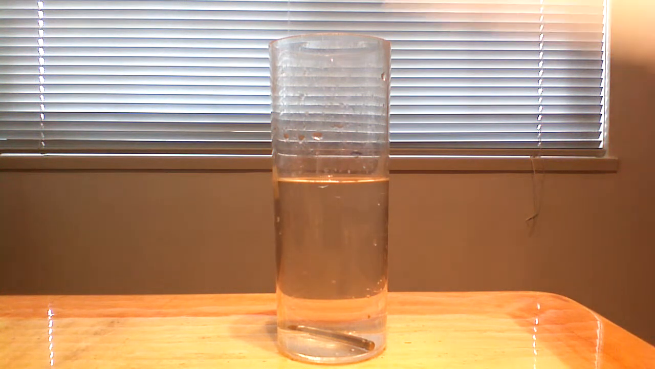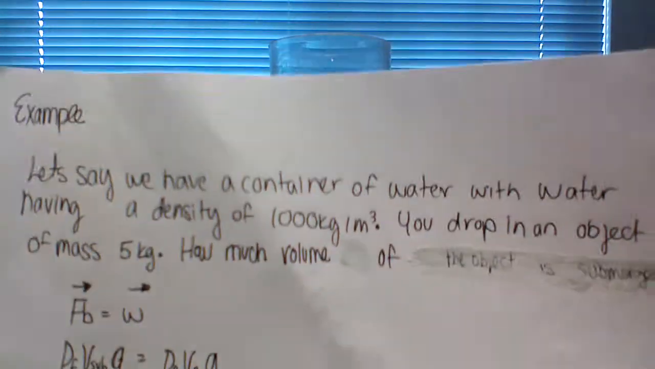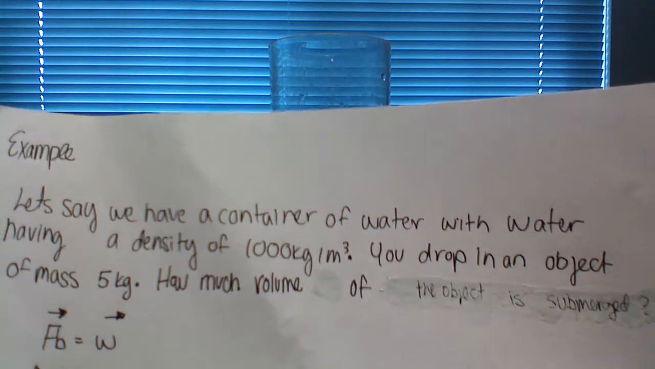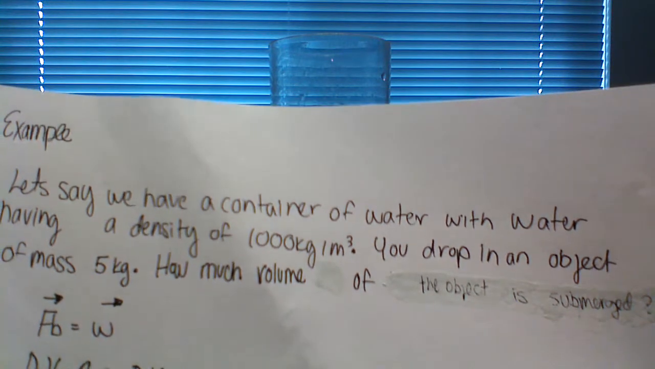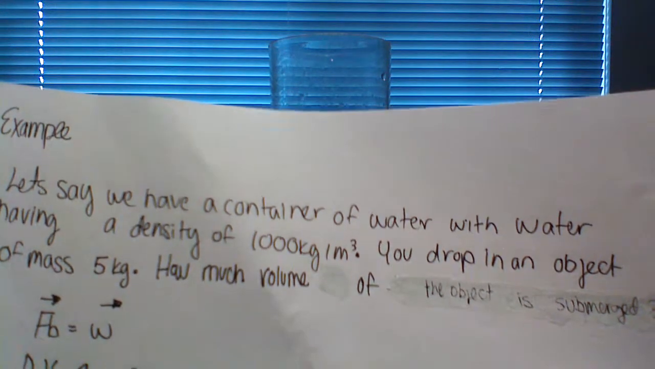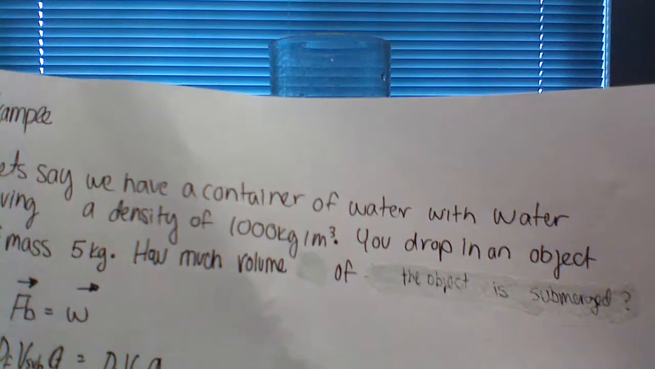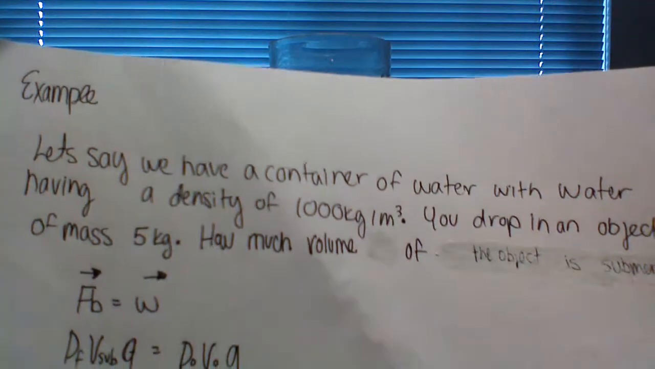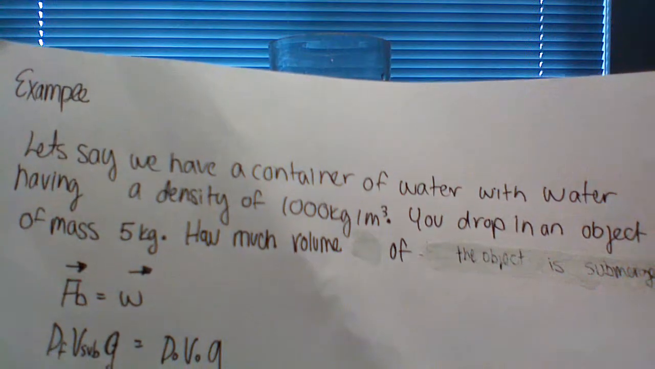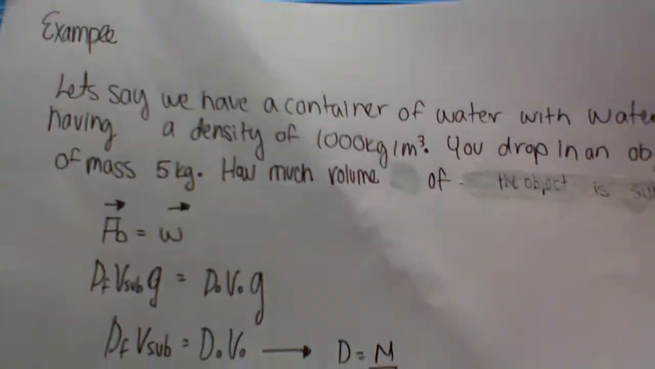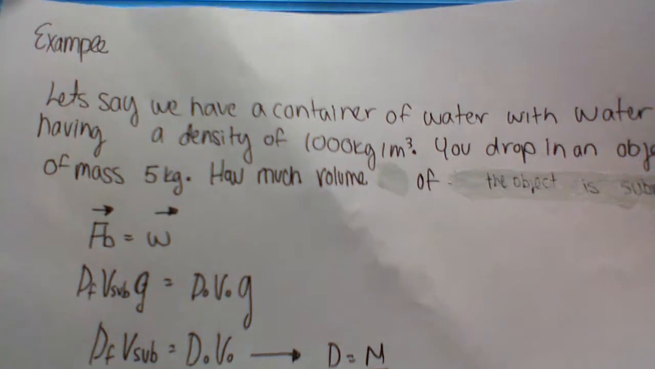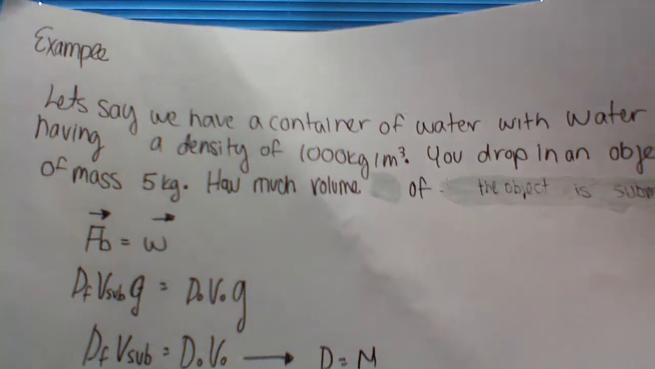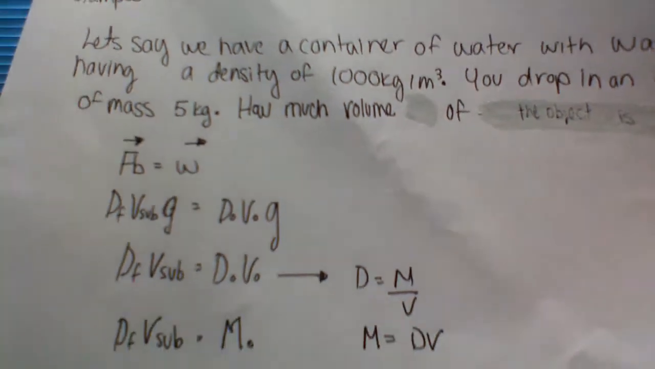Now let's go through an example. Let's say we have a container of water with water having a density of 1,000 kilograms per meter cubed. You drop in an object of mass 5 kilograms. How much volume of the object is submerged? Well, we know that the force of buoyancy is equal to the weight of an object. We can say that the density of the fluid times the volume submerged times gravity is equal to the density of the object times volume of the object times gravity.